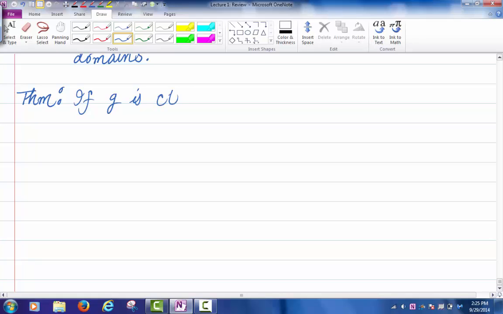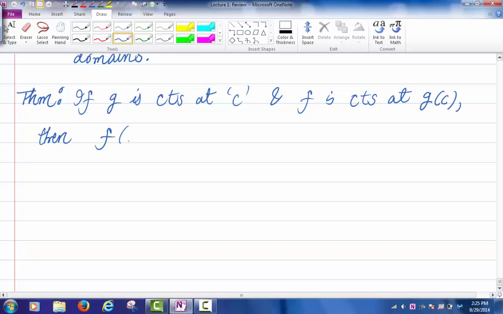If G is continuous at some number C, and F is continuous at the number G of C, then the composition of F and G, the composition function, is continuous at C. So if the inside function of the composition is continuous at C, and the outside function is continuous at G of C, then the composition is continuous at C. So that's what we are saying here. So here's an example.